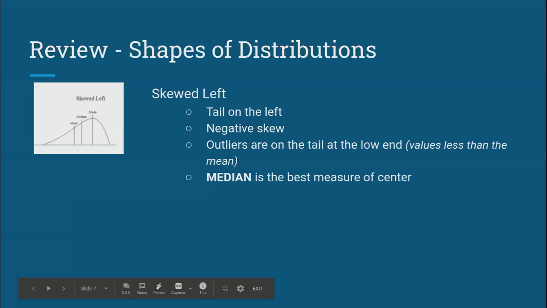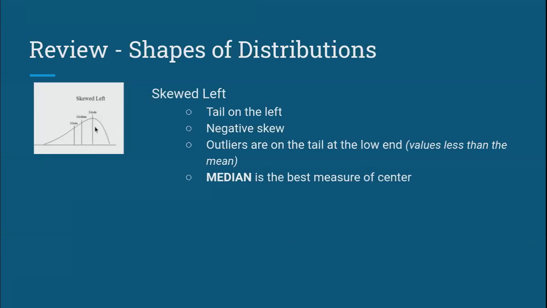Then if it's a left skewed distribution, that means the tail is on the left side. It has a negative skew, and the outliers are normally on the low end. And again, the median is the best measure of center, because here is the median. 50% of the data is on the left side of the median, and 50% of the data is on the right side.